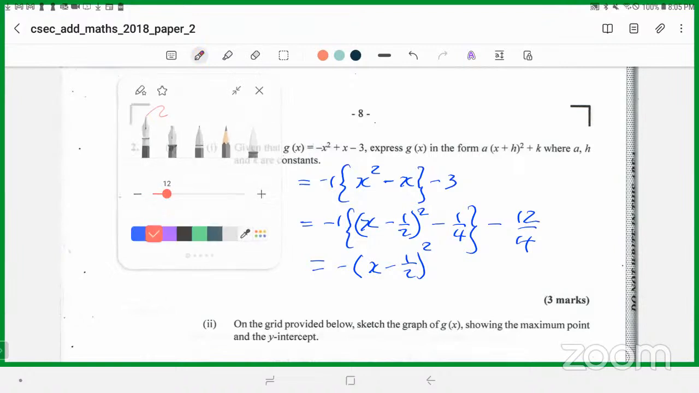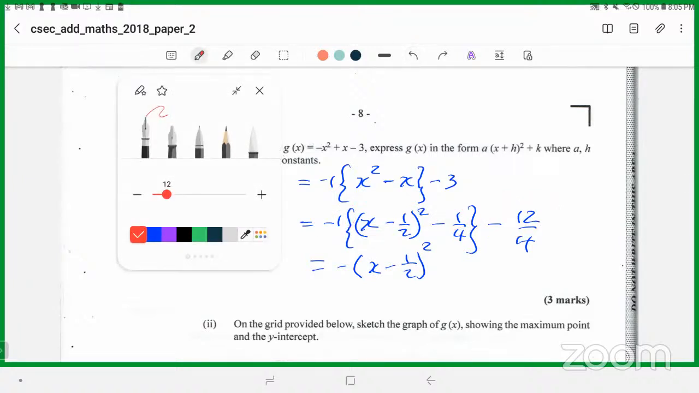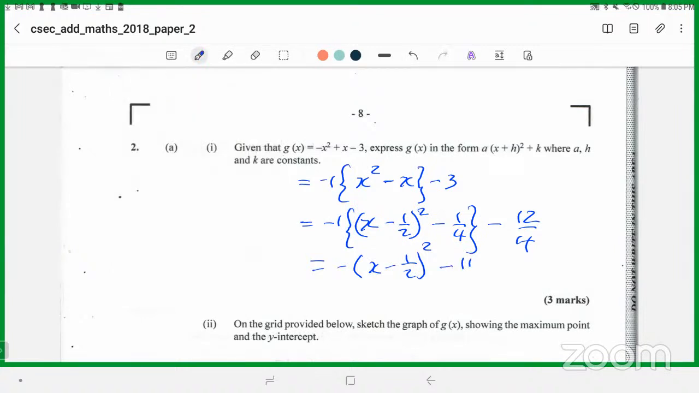And then ready now. So it's minus and minus 1 gives me positive 1. Positive 1 minus 12 is negative 11. All right, so positive 1 minus 12 is negative 11. So I get negative 11 over 4. That's what I get. That's it. This is this. That's it.